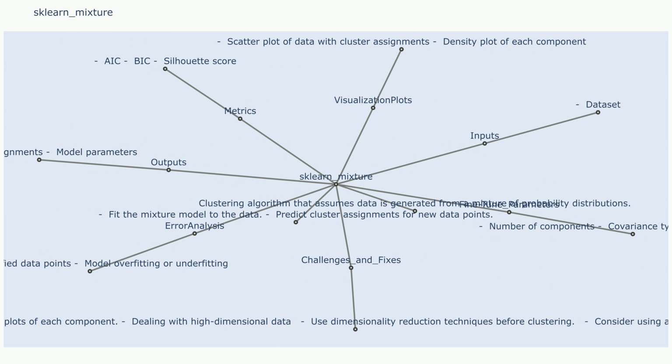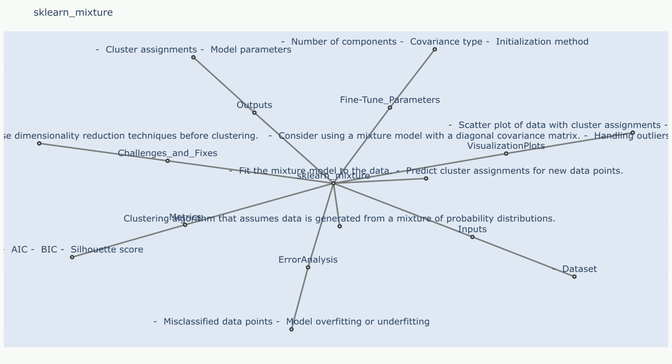Visualization plots. Visualization plot 1. Explain in detail scatter plot used to visualize the clusters identified by the mixture model. Each point represents an observation, and points are colored based on their assigned cluster. Visualization plot 2. Explain in detail density contour plot used to visualize the probability density function of the fitted mixture model. This plot shows areas of high and low probability in the feature space.